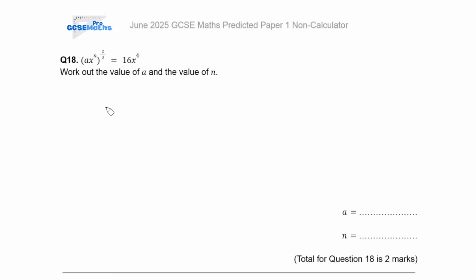Now, just be careful with the a at the front because that's just a number. Technically, that's a to the power of 1, isn't it? So when I multiply the powers, that would be a to the power of 2/3. Some people would just do 2/3 times a.